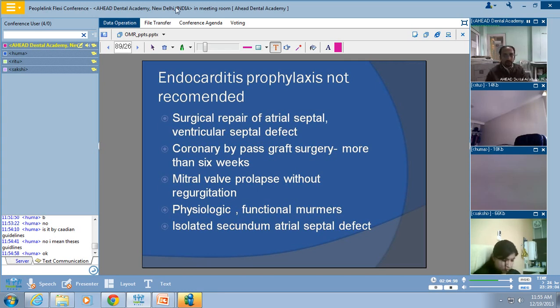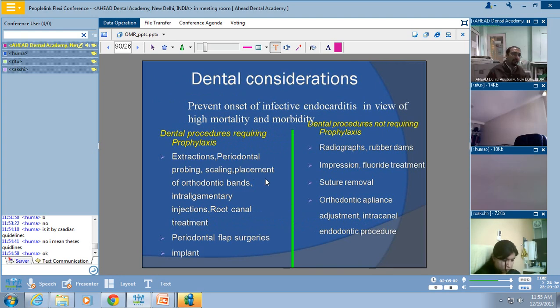Dental considerations. Now, in what other procedures do we require endocarditis prophylaxis? For extractions, for periodontal probing, and remember, placement of orthodontic bands. If the question is orthodontic brackets, there is absolutely no need to give antibiotic prophylaxis. But if you are placing orthodontic bands, you need to give antibiotic prophylaxis.